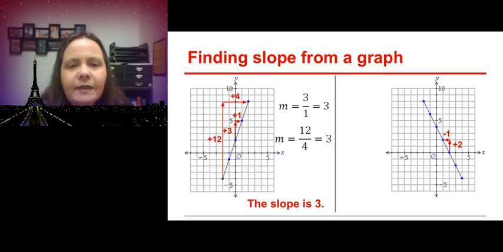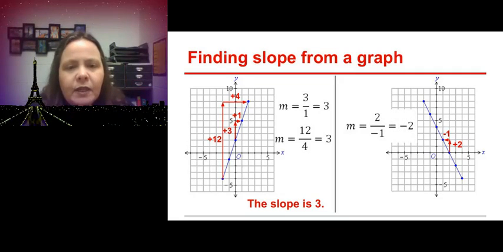Now, going left is a negative direction. Up is positive, down is negative, left is negative, right is positive, just like the axes run. So now when I make my fraction, I have m, or slope, equals 2 over -1. That simplifies to -2. Again, I got a whole number here, but I could have gotten a fraction, and we will see some that give us fractions in a few minutes. So when I simplify this, I find out that the slope is -2.